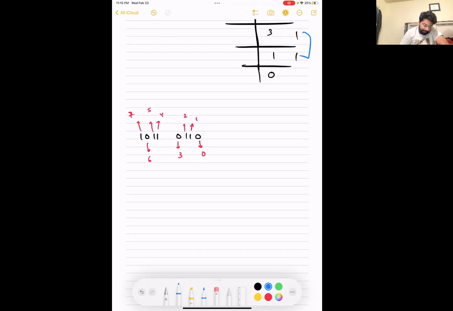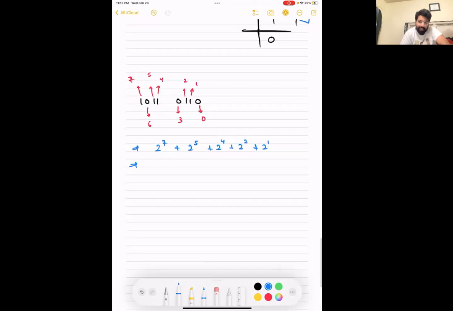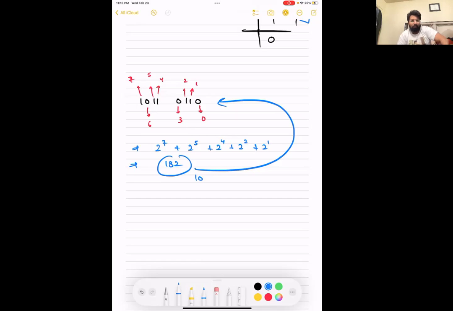For example, in this case, 2 to the 7th is 1, so I'm going to write 2 to the 7th. 2 to the 6th is 0, I'm going to ignore it. 2 to the 5th is 1, so I'm going to write that. 2 to the 4th is 1, I'm going to write that. 2 to the 3rd is 0, I'm going to ignore that. 2 to the 2 is 1, so I'm going to write that. 2 to the 1 is 1, so I'm going to write that. 2 to the 0 is 0. If you add them up using your calculator, you should get 182, which is the value of this binary, but in decimal.